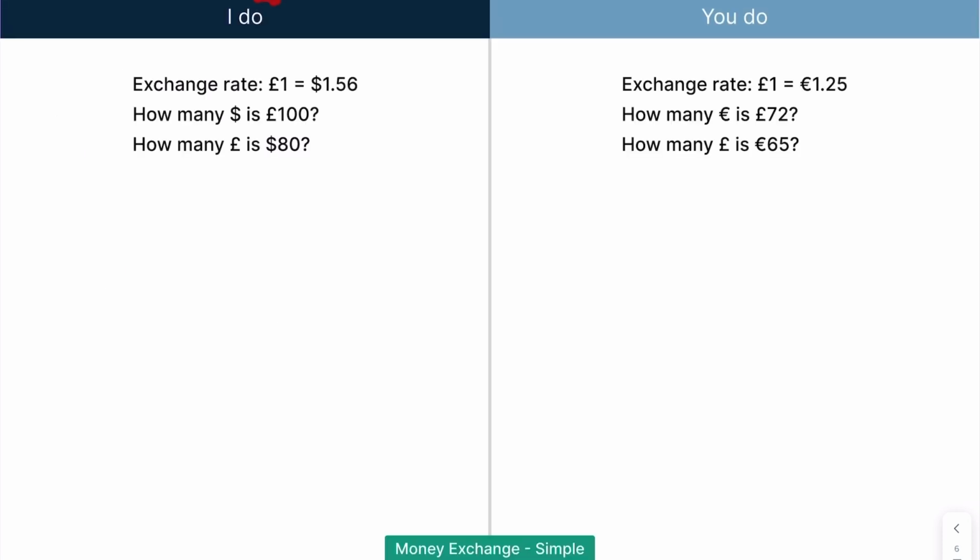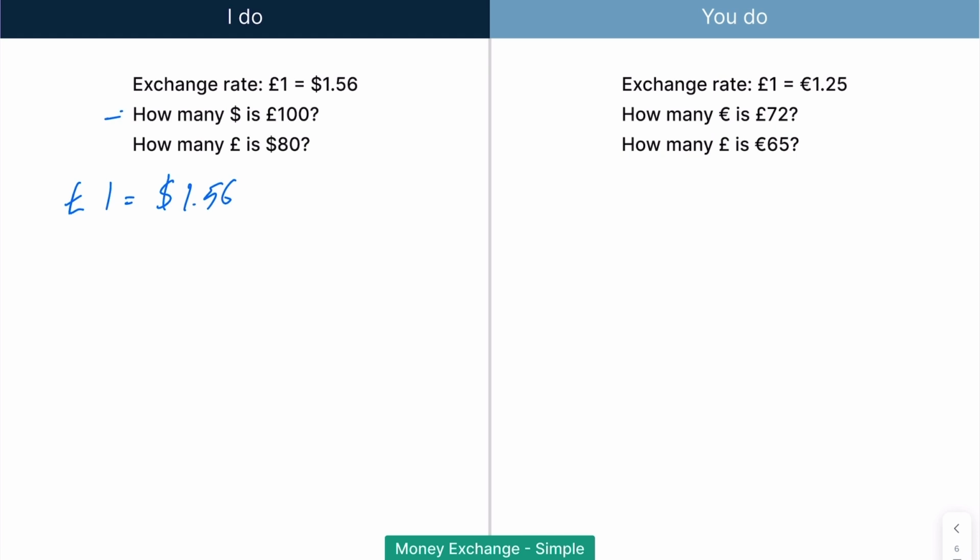So the way my videos work, I'm going to do the example on the left, which is I do. You are then going to press pause and have a go at the example on the right, which is you do. So in this question, we've been asked how many dollars is £100. We've been given an exchange rate up here. So if I write that exchange rate down, we've been told that £1 is equal to $1.56.